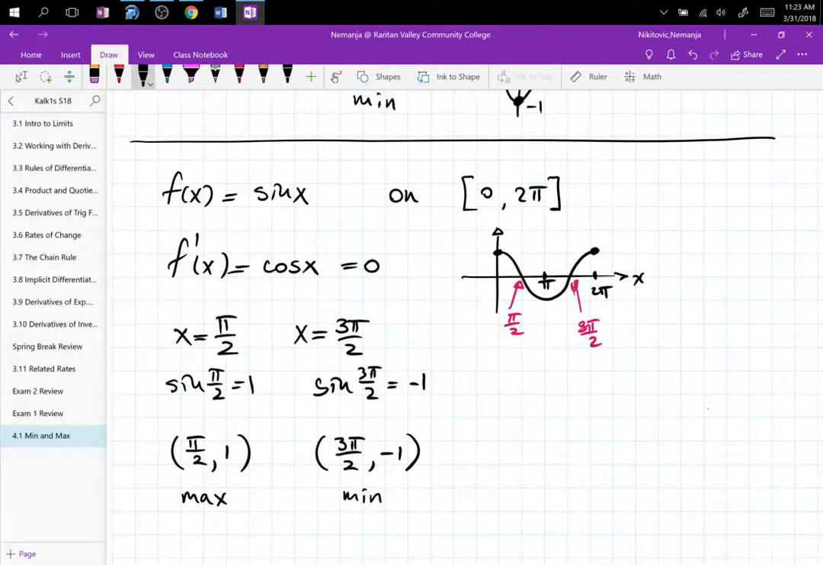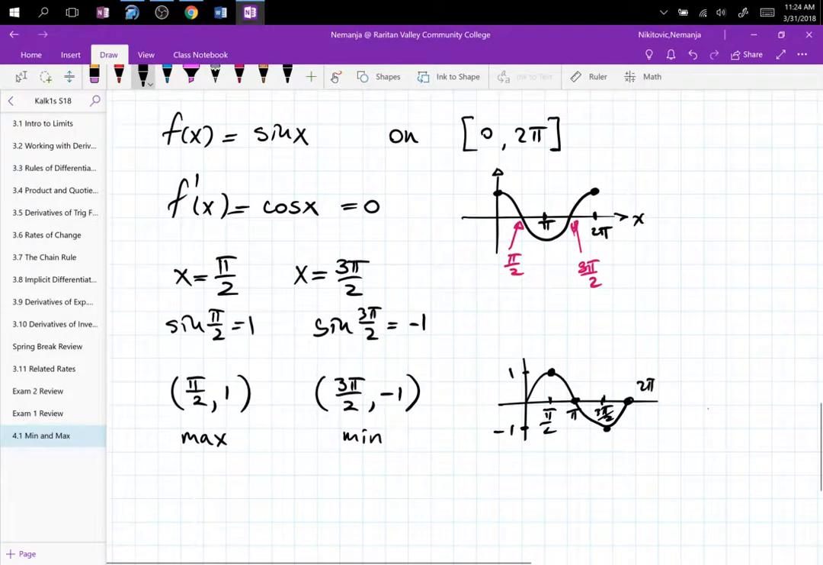So let's pull all of these together. Graph a sine. That's where the 2 pi is. This is where the pi is. So clearly this is pi over 2, and this is 3 pi over 2. Now these are all immediately clear because you see them on the graph. There is a max value here, which is (pi over 2, 1), and there is a min value here, which is (3 pi over 2, negative 1).